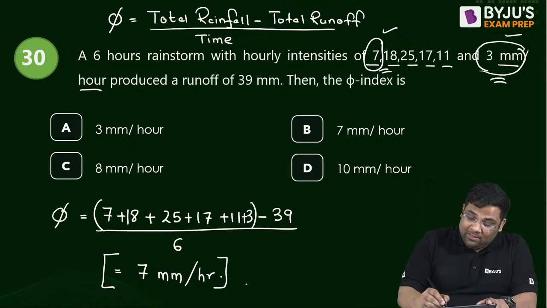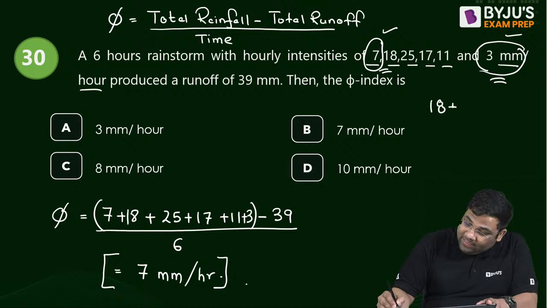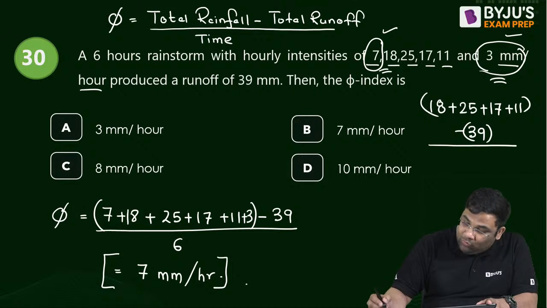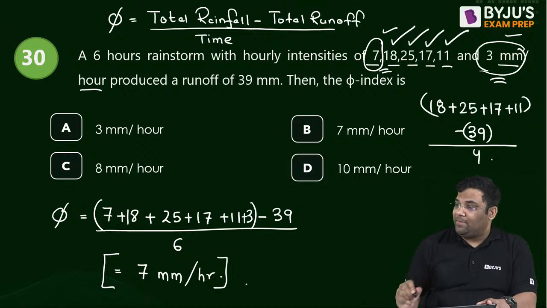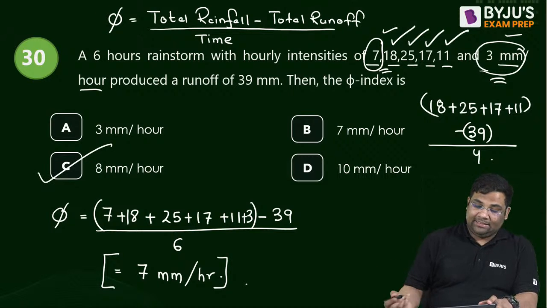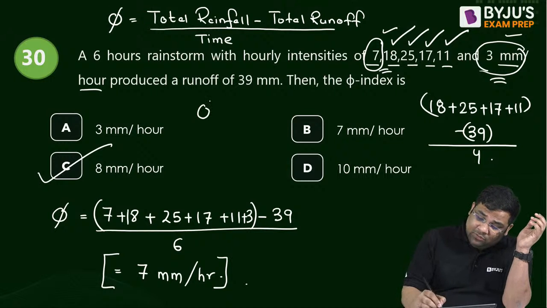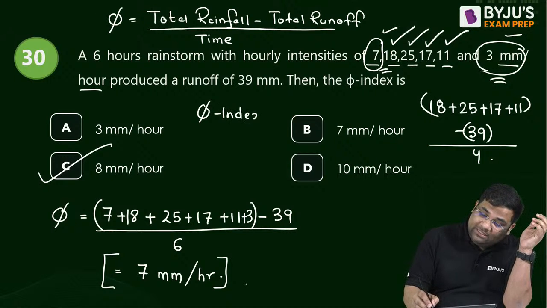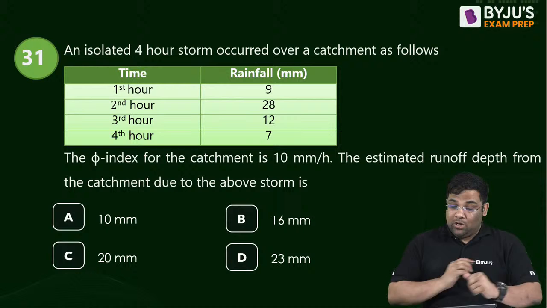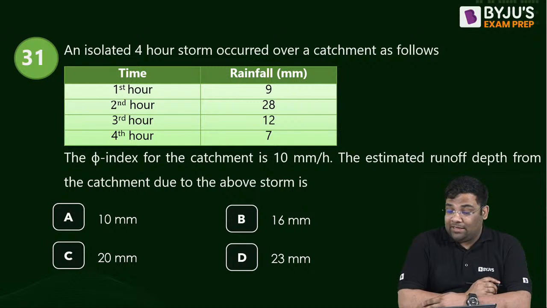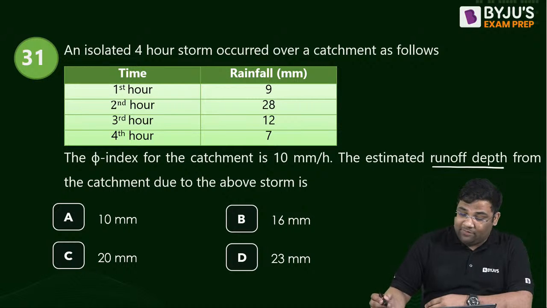So now what will happen? The remaining one is 18 plus 25 plus 17 plus 11, minus runoff, which will remain the same. And now the rainfall duration is 1 hour, 2 hour, 3 hour, 4 hour. So how much am I getting here? 80 mm per hour. The standard question of finding the phi index. Many standard questions we have solved, and we can see that the coverage is good for this series.